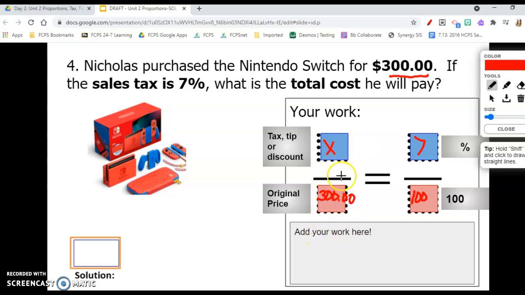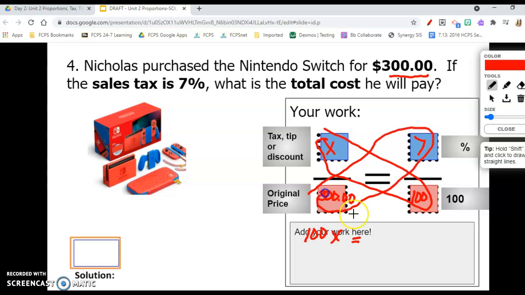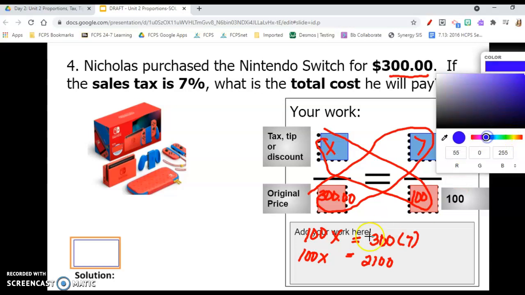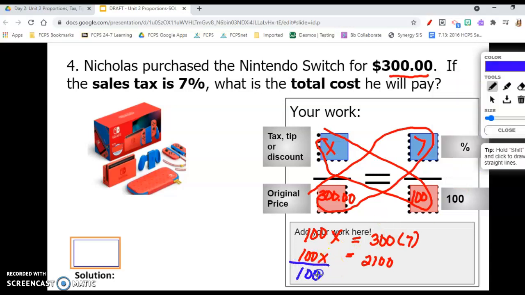Okay, so we're just going to cross multiply, circle, circle, circle. Your cross, that's 100x equals, make your butterfly wing for the other side, 300 times 7. Okay, 100x equals 2100. And what we're going to do here is isolate our variable by dividing both sides by our coefficient, which in this case is 100. Boom. X equals 21. But we have something else we need to add.